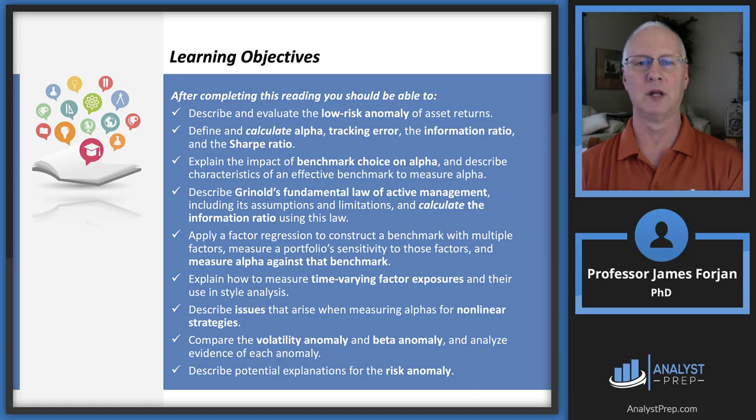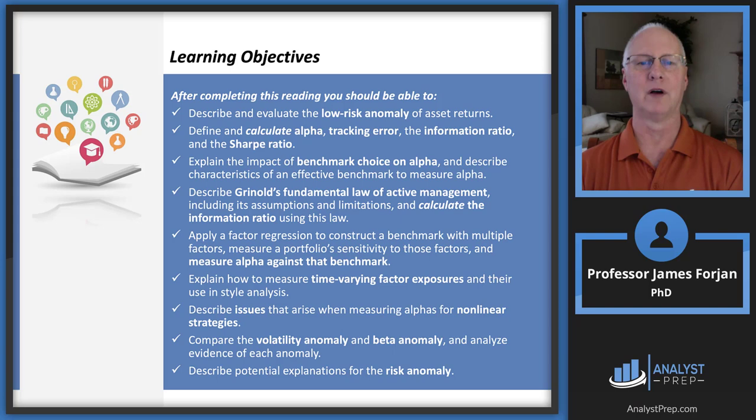Then we'll define and calculate a couple of things that we've done in the past: alpha, tracking error, information ratio, and the Sharpe ratio. And then that third one, which has been extremely important to me in my understanding of the investments world throughout my adult life, the benchmark choice and how that impacts alpha.